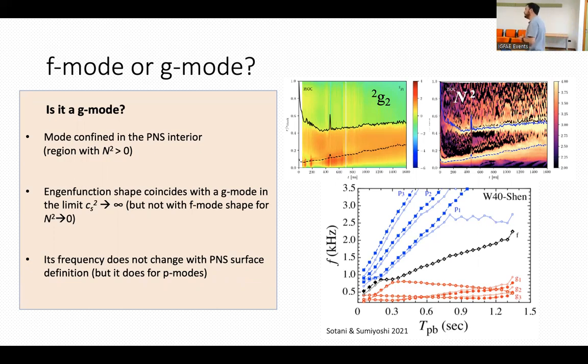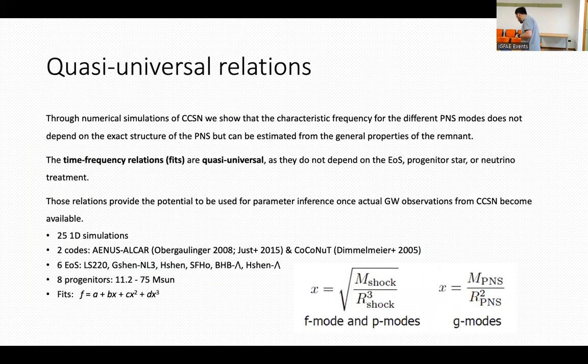But these modes are not dependent on mass or density. I will go to that in a moment. That is the answer to your question. So once we agree that we have a method to classify the modes and trace them in frequency, the next step is to try to relate this frequency evolution with the evolution of the properties of the proto-neutron star.